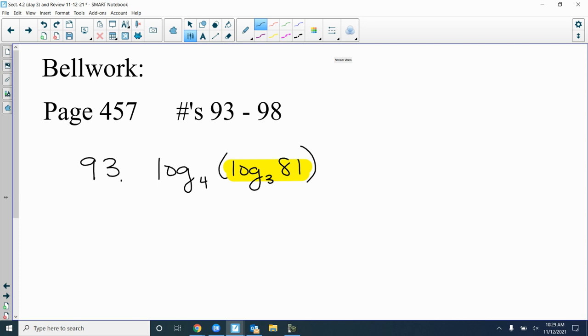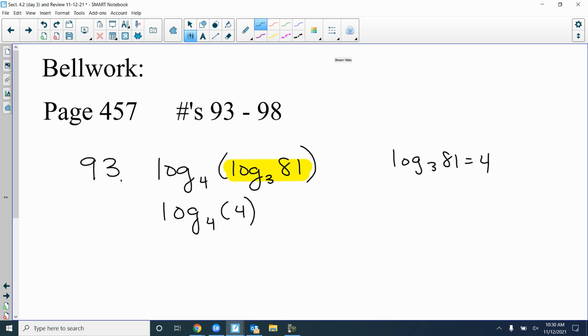Okay, so you look inside that parentheses. Can you figure out what that is? What is log base 3 of 81? 3 to what power is 81? 4. 3 to the 4th power. So that can be replaced with a 4. It's gone. So log base 3 of 81 equals 4, and now this becomes log base 4 of 4. Well, now that says 4 to what power equals 4?